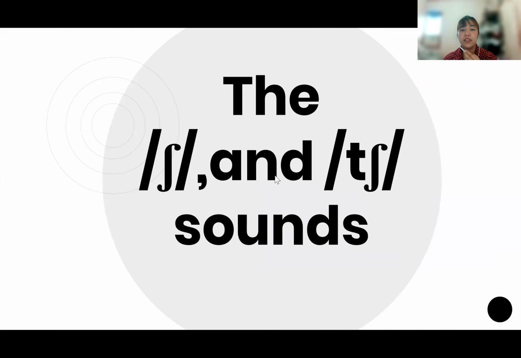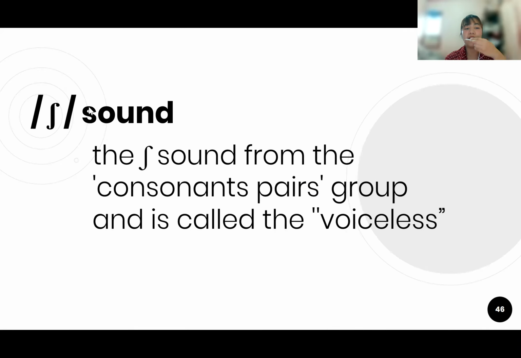Okay, so we also have this sounds. So first, this one. So this is like writing your letter F, but without the line in the middle. So for this sound, this is actually produced or you encounter this sound when you read the letters or you combine the letters S and H. It produces the sh sound. So this is the symbol that you use if you hear the sh sound or you are transcribing the sh sound in IPA. So the sh sound from the consonant pairs group and is called the voiceless. So this sound produces again when you encounter the word or this letters, combination of letters na sh.